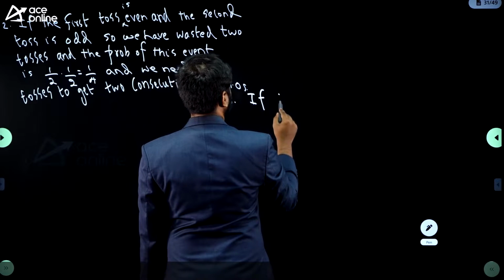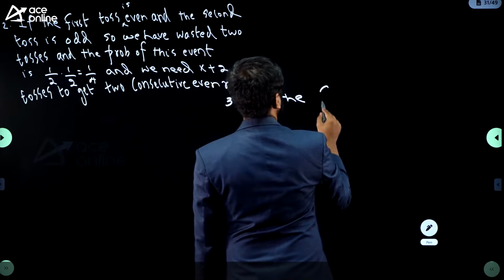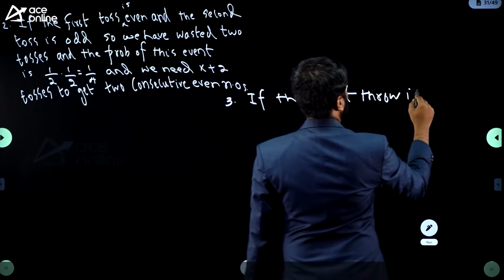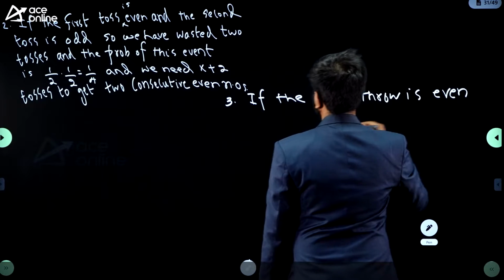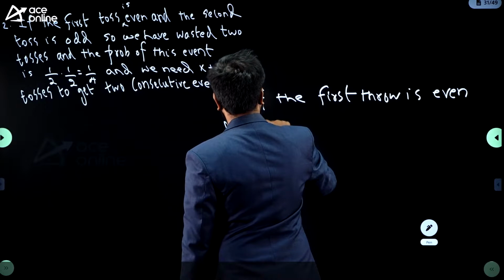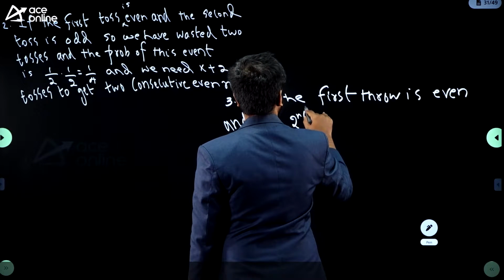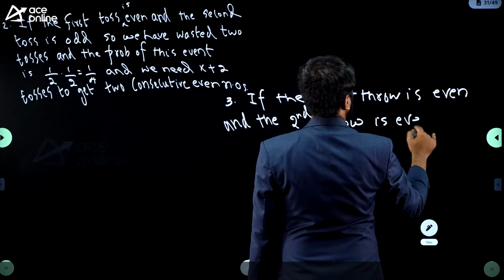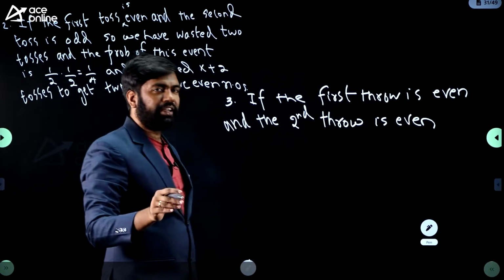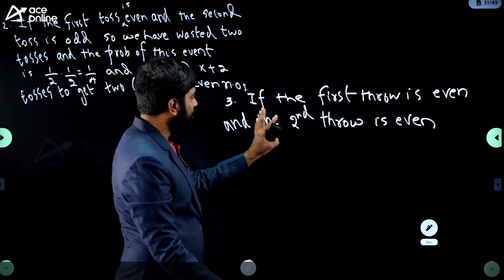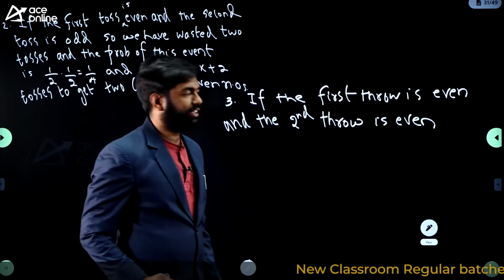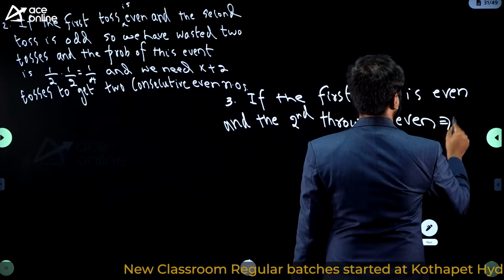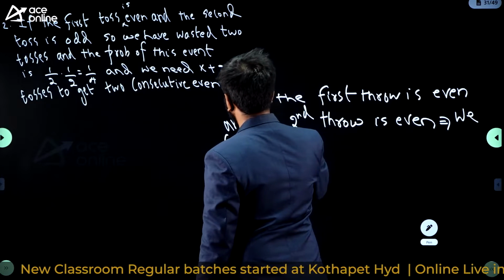If the first throw is even and the second throw is even, what's happening here? The first throw is even and the second throw is also even, that means our objective is achieved. This is what we want. So we can stop here.